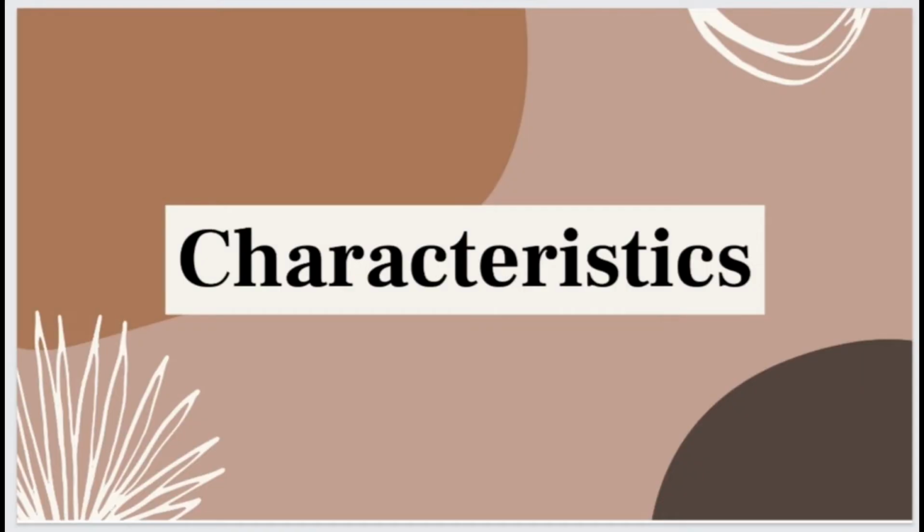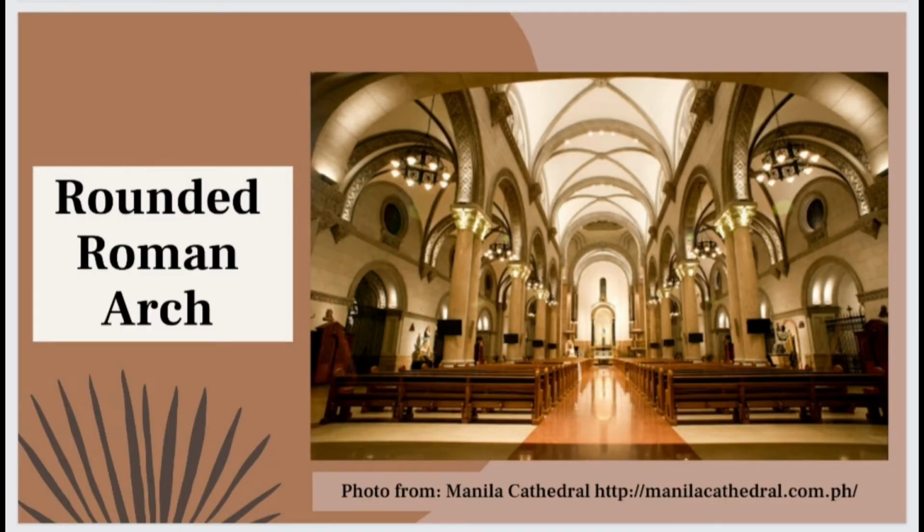We will now learn the characteristics of a Romanesque architectural style. After a gap of around 200 years with no large building projects, the architects at that time looked to the arc system in Christian Rome as a model. So Romanesque architecture is characterized by a rounded Roman arc. You can see in the picture, a photo from Manila Cathedral, that it has that rounded arc in between the pillars of the church.